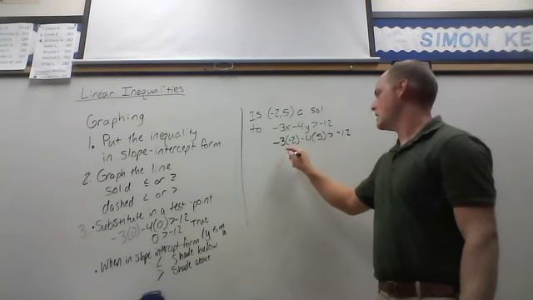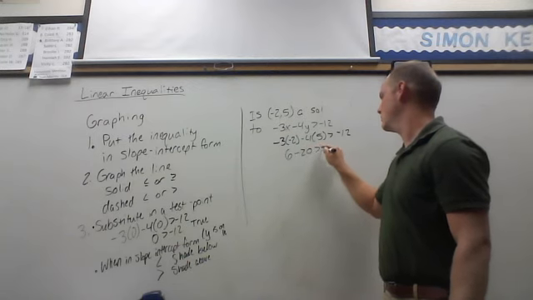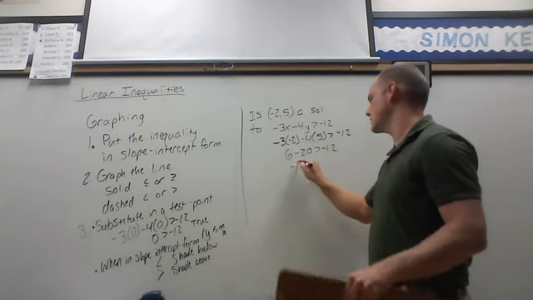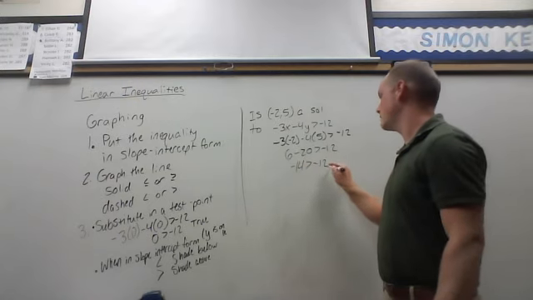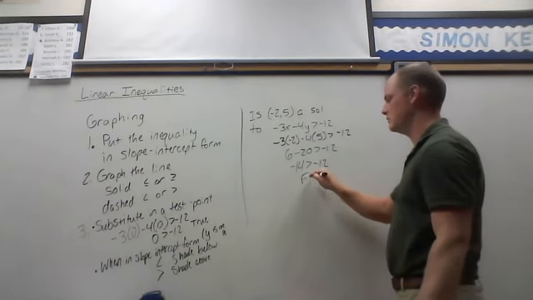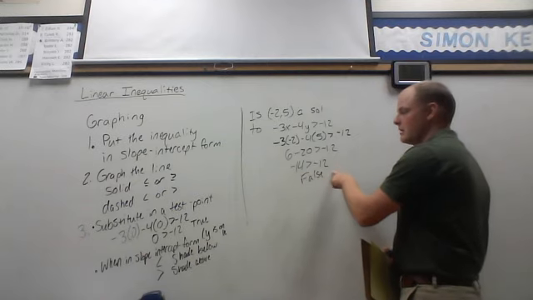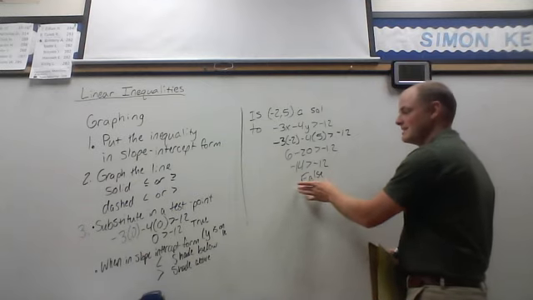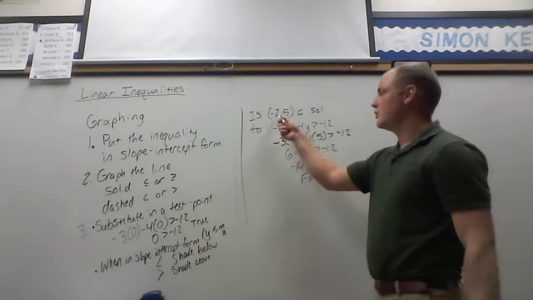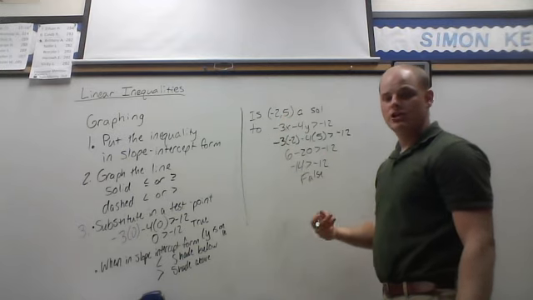I would get a 6. This gives me -20. And then I get -14 is greater than -12. This is not true. This is false. Because -14 is actually smaller than -12. So that tells me that this is not a solution. If you look back on your paper, hopefully you can see that at -2, 5, that area is not shaded.